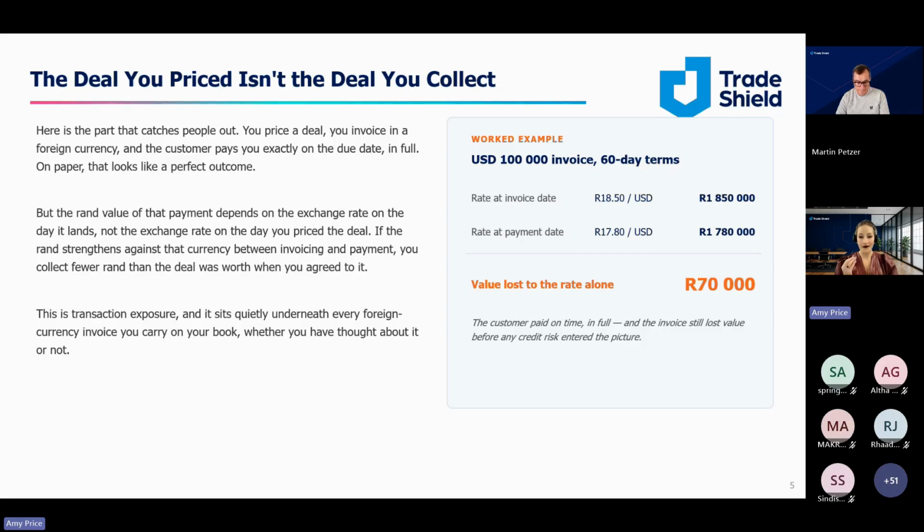And so the same $100,000 that you were converting to 1,850,000 rand is now 1,780,000 rand, and 70,000 rand has simply evaporated off the value of the full invoice. So it's not got anything to do with whether the customer was creditworthy. It's not got to do with the country that they're part of.